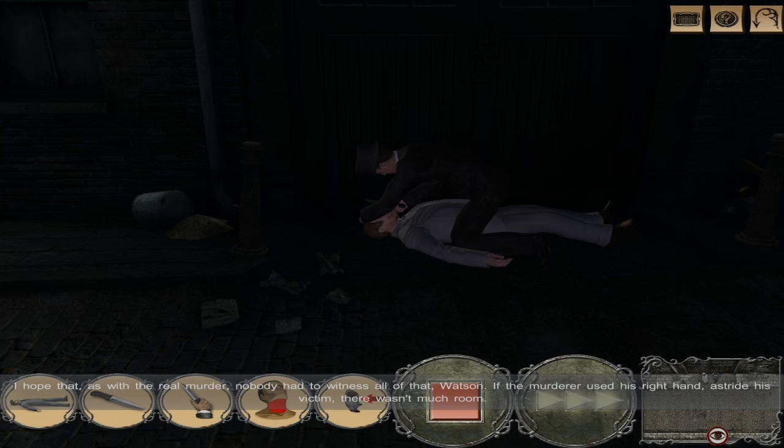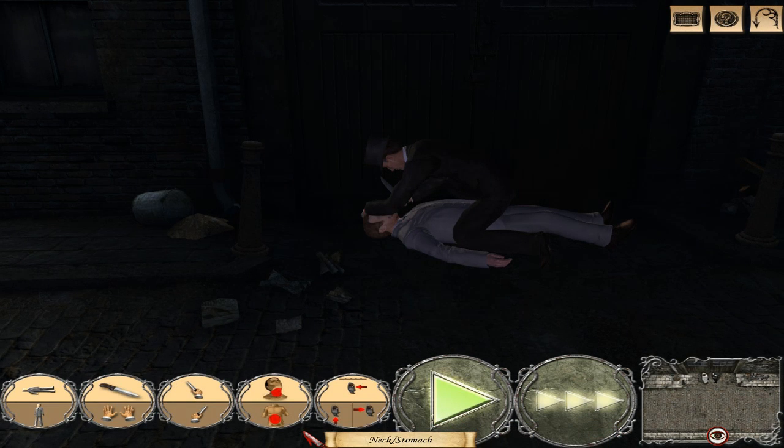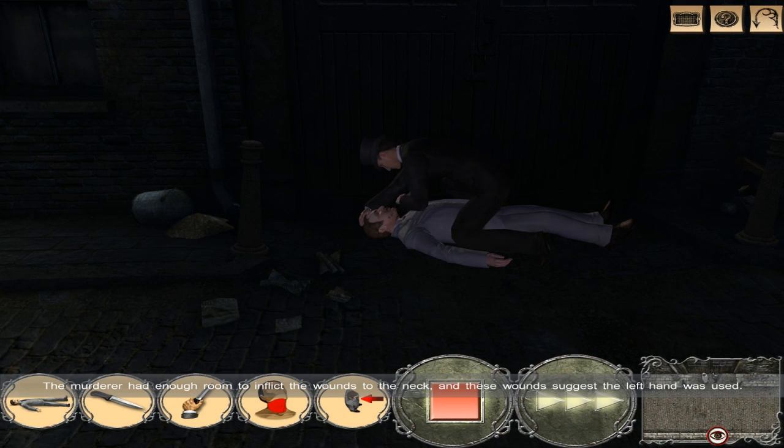I hope that, as with the real murder, nobody had to witness all of that, Watson. If the murderer used his right hand astride his victim, there wasn't much room. The murderer had enough room to inflict the wounds to the neck, and these wounds suggest the left hand was used.